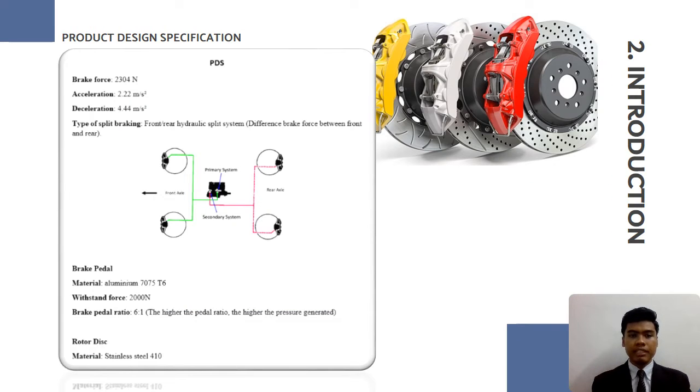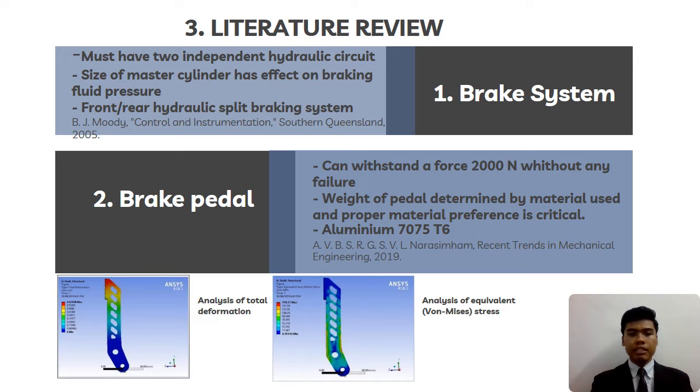This is the product design specification for the brake system. The brake force for this car is 2304 Newton, while the acceleration is 2.22 meter per second squared. Besides, the deceleration is 4.44 meter per second squared. We move to the literature review.